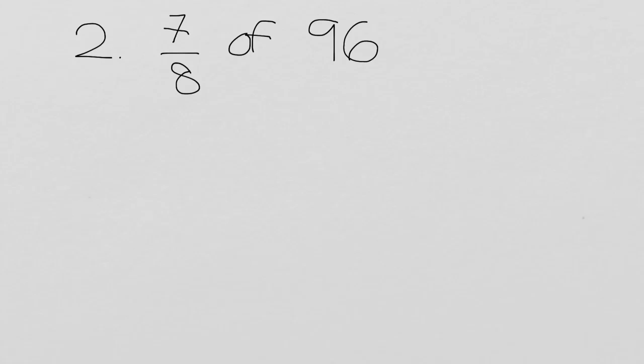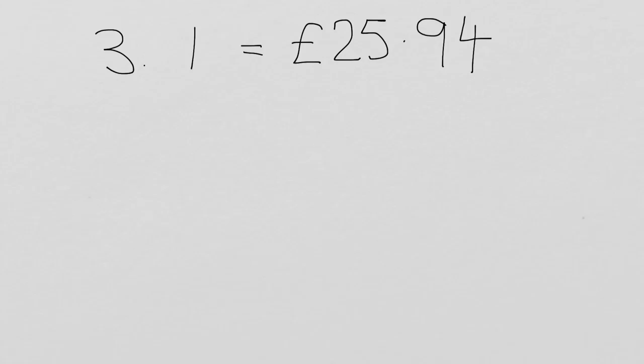Question 2 asks you to find a fraction of 96, 7/8. So to do this, we divide by the bottom and times by the top. Question 3 tells you that a pair of football boots costs £25.94, and how much would it cost for 6? Very simple multiplication sum. Want to see working for this one? It's a non-calculator, so make sure you write out the sum correctly.